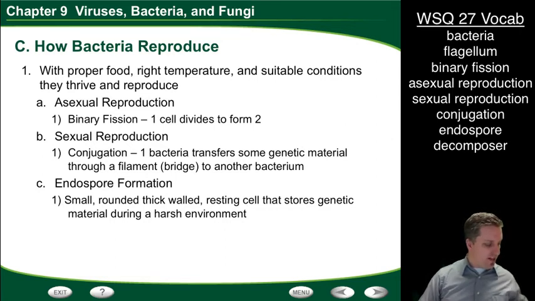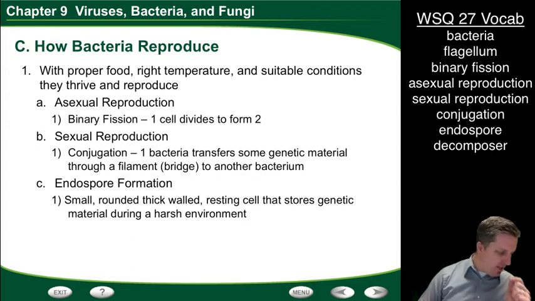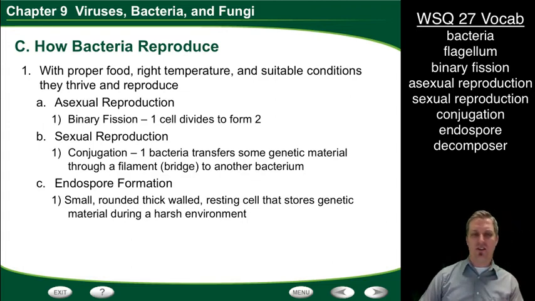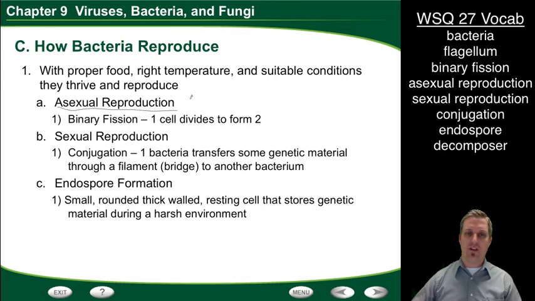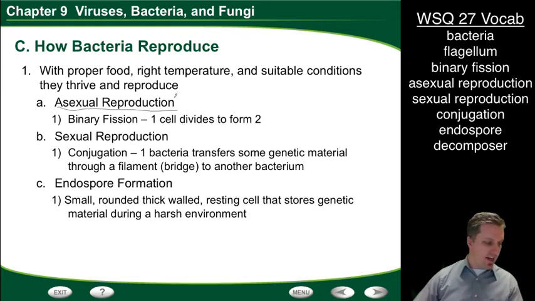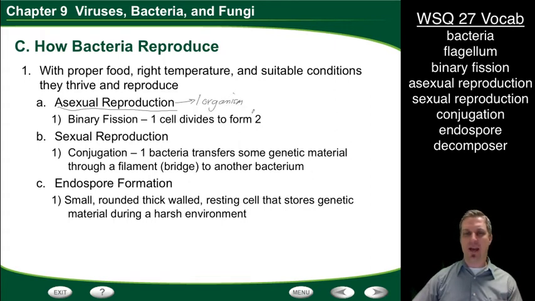The first one is known as asexual reproduction. Their specific form of asexual reproduction is called binary fission. But the term asexual reproduction is not just one specific example. It's a general term that refers to reproduction in which you only need one organism. You don't need multiple organisms. There's no mate necessary. It can be done with a single organism.